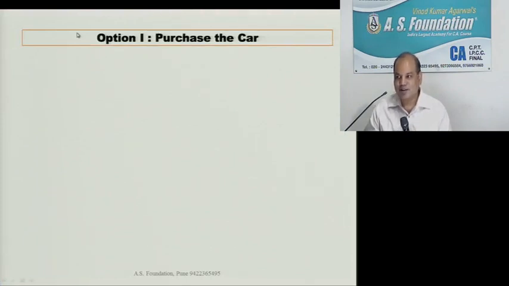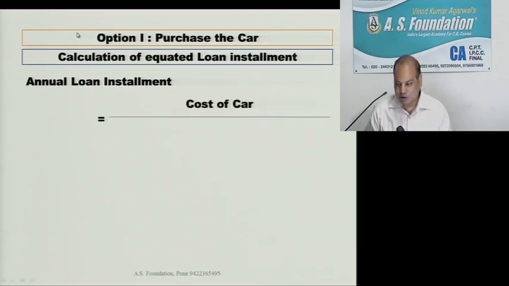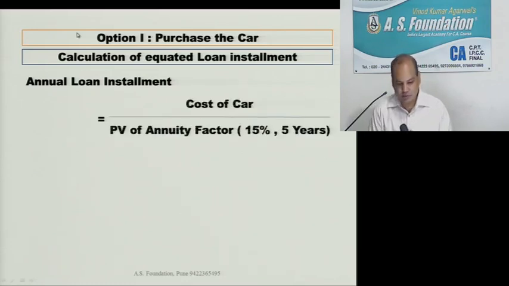Option 1, purchase the car. So if you have to purchase the car, you have to pay equated loan installment to the bank, which figure is not there in the problem. The institute wants to test your knowledge of many things. So are you able to calculate installments or not? And this is simply based on time value of money. Similar question we solved in the first chapter, time value of money also.